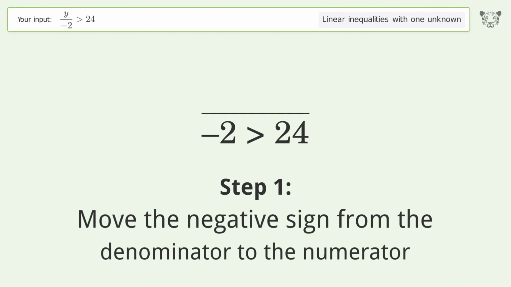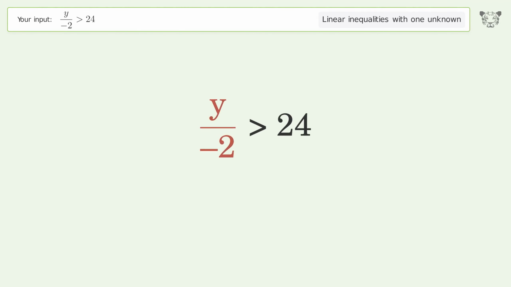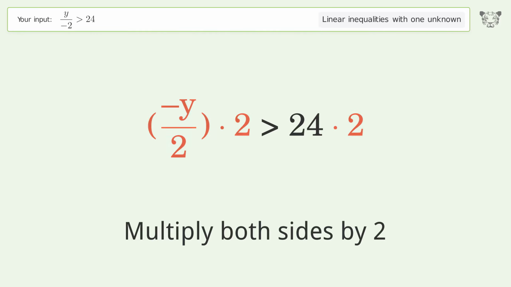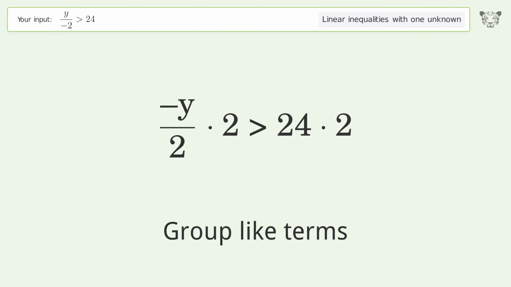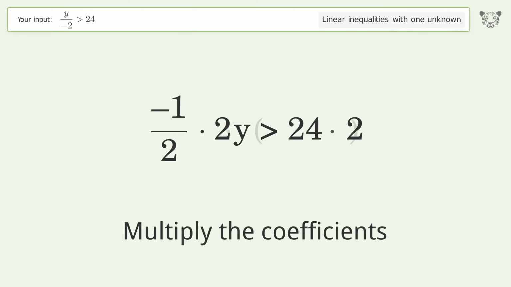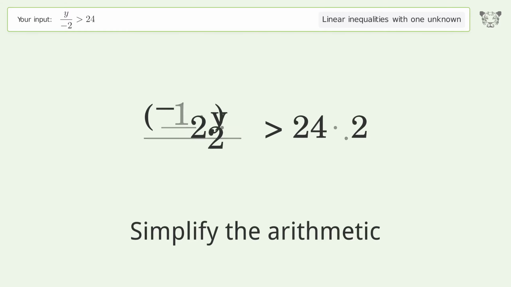Move the negative sign from the denominator to the numerator. Isolate the y. Multiply both sides by 2. Group like terms. Multiply the coefficients. Simplify the arithmetic.